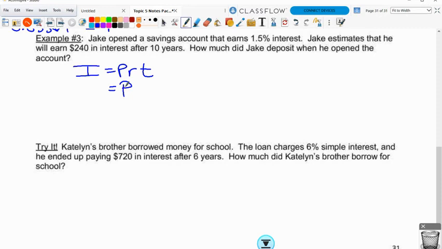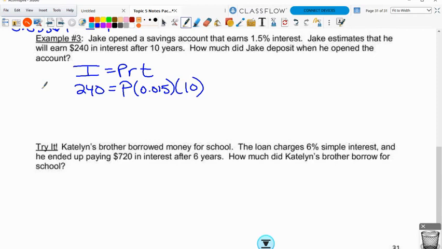They tell us that it earns 1.5% interest. 1.5%, move the decimal point back 2 times to the left. As a decimal, that's going to be 15 thousandths. T, or time, well, he's going to do this after 10 years. He's estimating that he's going to earn $240 in interest after 10 years. So that goes in for I. So our equation says 240 equals P times 15 thousandths times 10.